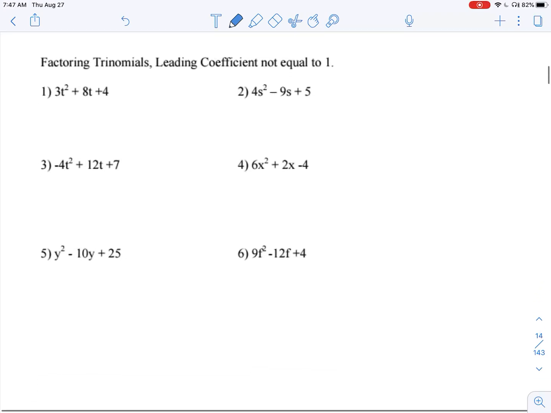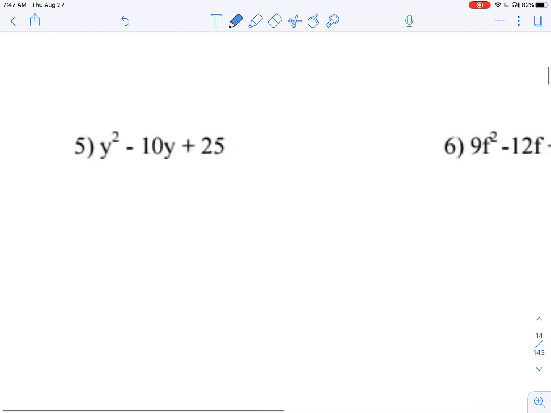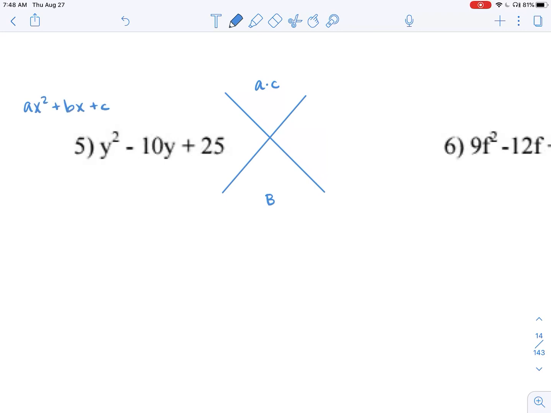So I'm going to start out down here with the basic one: y squared minus 10y plus 25. I'm going to show you my method of working through these, and you can take it or leave it. If you have questions about more of it, great, I'm here to help. I use a method with a big X. In this big X, we're going to do A times C at the top and B at the bottom. If you'll remember, you've got ax squared plus bx plus c. This is where I'm getting these numbers from.